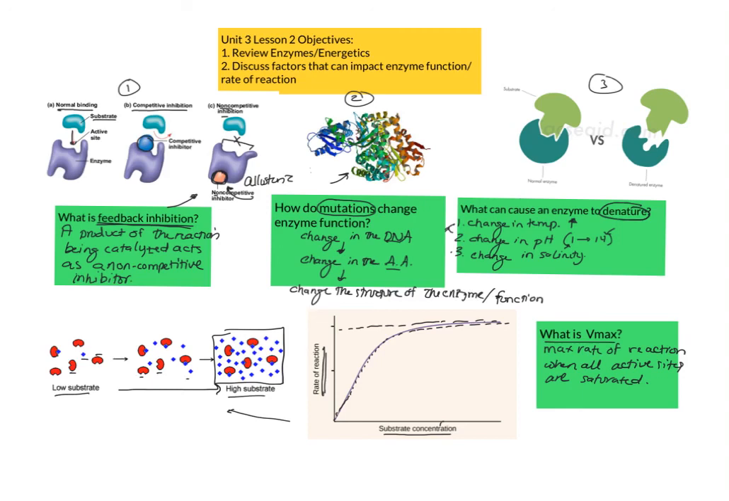Now you can increase the Vmax of a reaction, but that often requires increasing the amount of enzymes. So the amount of substrate can impact the rate of reaction, as well as the amount of enzyme.